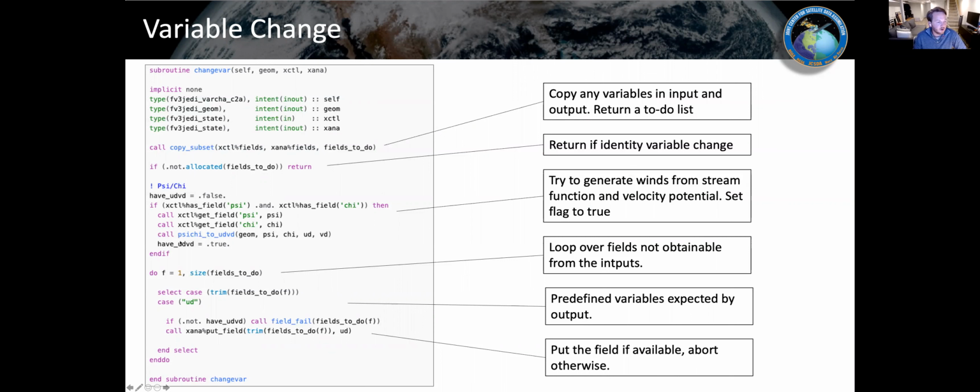Then we try to create the variables that we expect the outputs to need. In this case, we expect to need the dgrid winds, so we set that flag to false. Then we check to see if we have psi and chi in the inputs. If we do, we can get them, convert psi and chi to the winds, and then set the flag to true. Then we just loop over all the fields that we need to actually get, and we have some predefined cases. As long as the flag is true, as in we've been able to create this variable, we can put it back into the output.